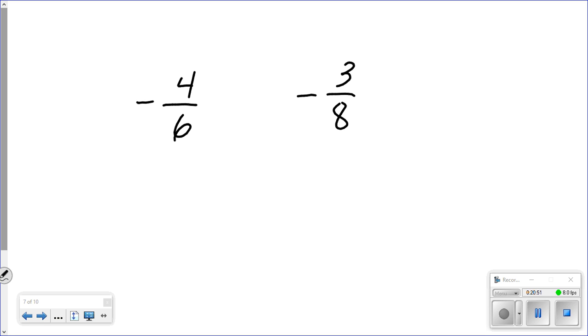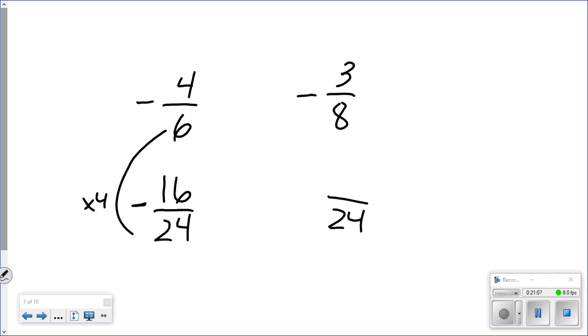Who used 48? Okay, I'm going to use 24 just because I know 8 and 6 go into 24. Yes, they do. 6 times 4 is 24. 4 times 4 is 16. This times 3 is 24. This times 3 is 9. This is what they look like now. So I have a negative 16 on the top and a negative 9.